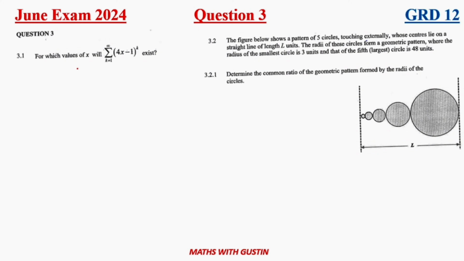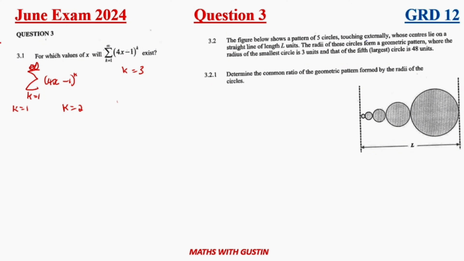All right, so in this case, we're given sigma up to infinity, where k is equal to 1, and our equation is given by (4x minus 1) to the power of k. So first things first, we need to determine the pattern. We're going to start when k is equal to 1, and also when k is equal to 2, and then also another number when k is equal to 3.